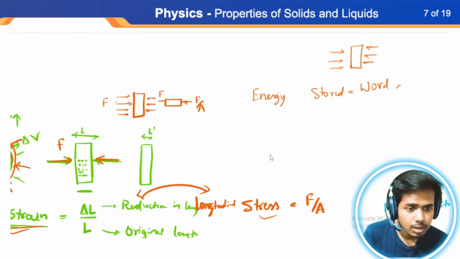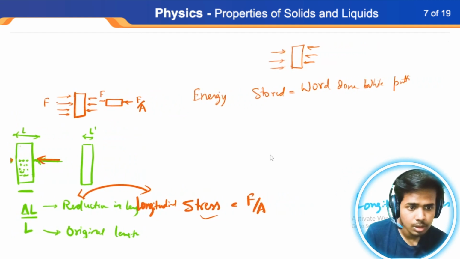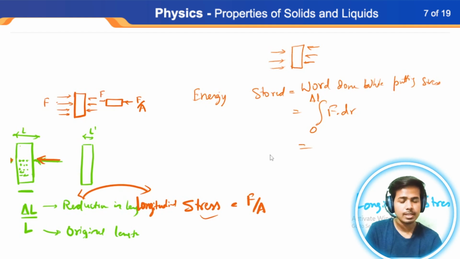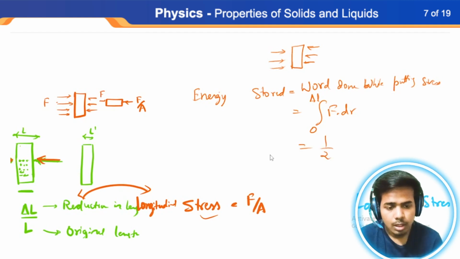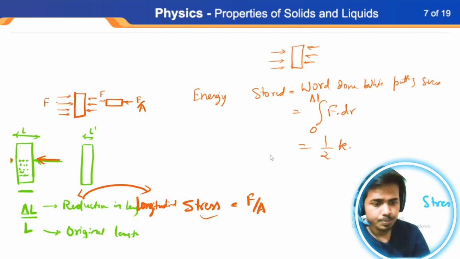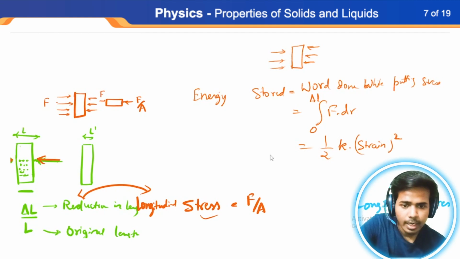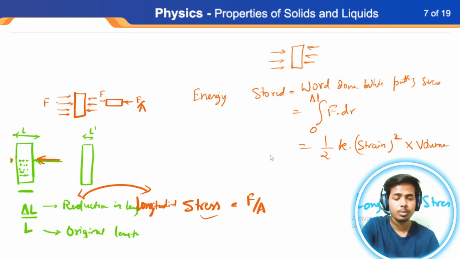So this will be work done while putting stress. So it should be equal to the integral of F dot dr, where the displacement goes from 0 to delta L, right? When you do all of this, you will be left with half into the constant K into strain square. And this is nothing but energy stored into the volume of the object itself.